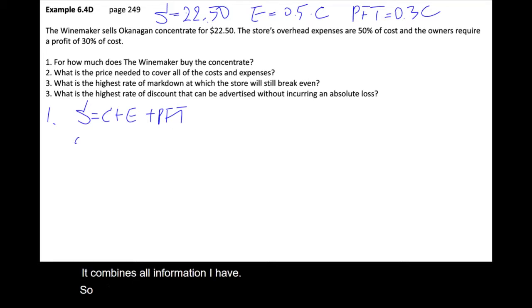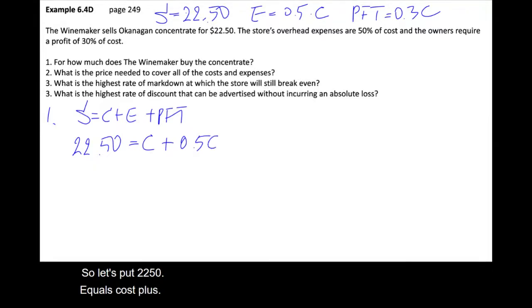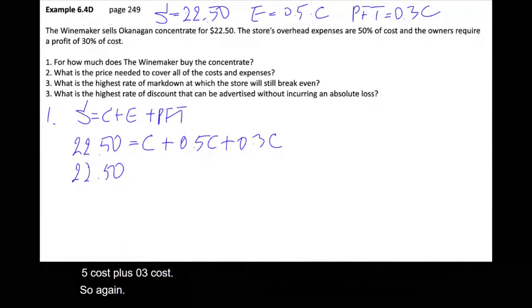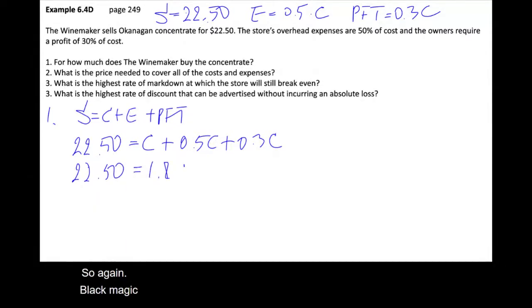So let's put 2250 equals cost plus 0.5 cost plus 0.3 cost. So again, black magic. And C would be, let's see, 2250 divided by 1.8, 1250. Any questions, guys?